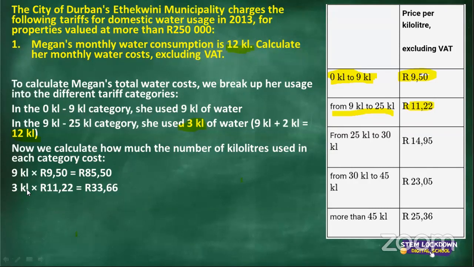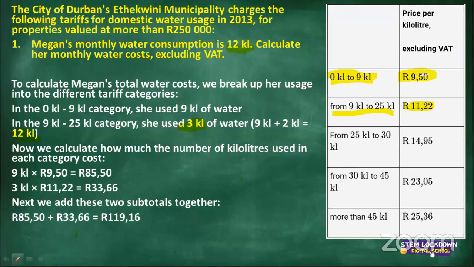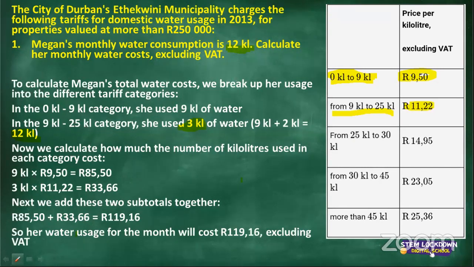Continuing, 3 kiloliters multiplied by the 11 rand 22, you get your total. Then next, we add these two subtotals together. It's the 85 rand 50 plus 33 rand 66 cents, which equals 119 rand 16 cents. So her water usage for the month will cost 119 rand 16 cents excluding VAT.